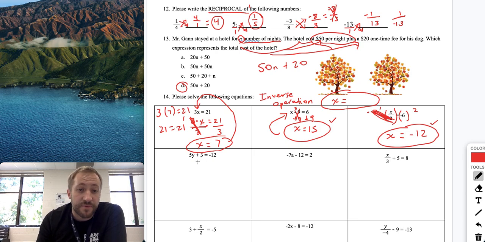To get rid of plus 3, I'm going to do the opposite. I'm going to subtract 3. I'm left with 0, which is exactly what I want. I'm going to subtract 3 over here. 5y is what I'm left with, is equal to negative 12 minus 3.